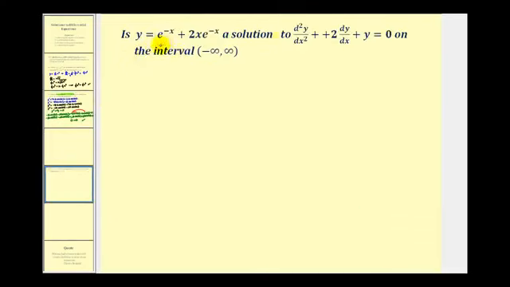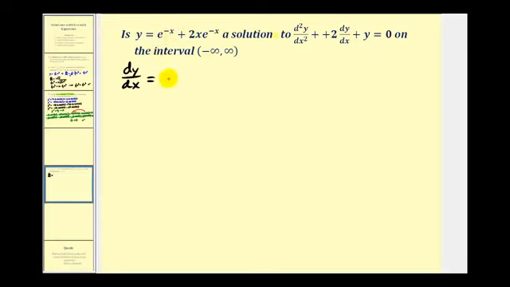Is y equals e to the negative x plus 2x e to the negative x a solution to this given differential equation? Notice how we'll have to find the first derivative here and the second derivative here. So we'll first find dy dx. The derivative of e to the negative x will require the chain rule. This is going to be e to the negative x times the derivative of negative x.